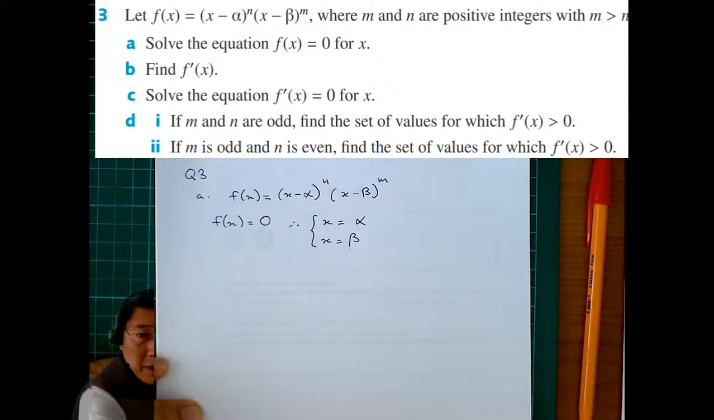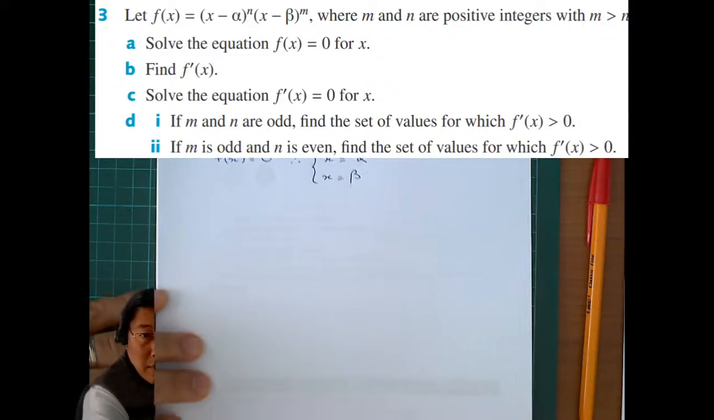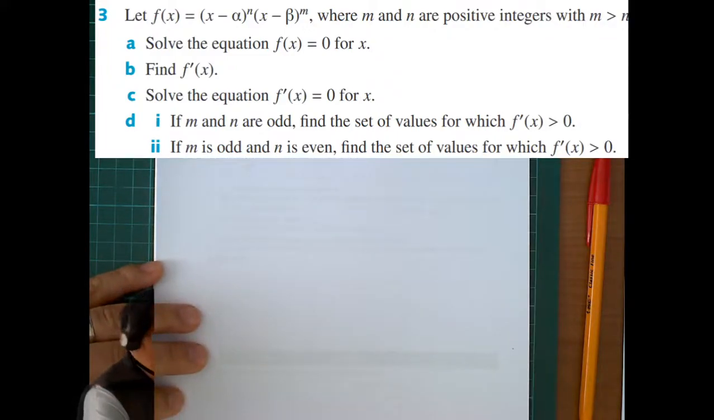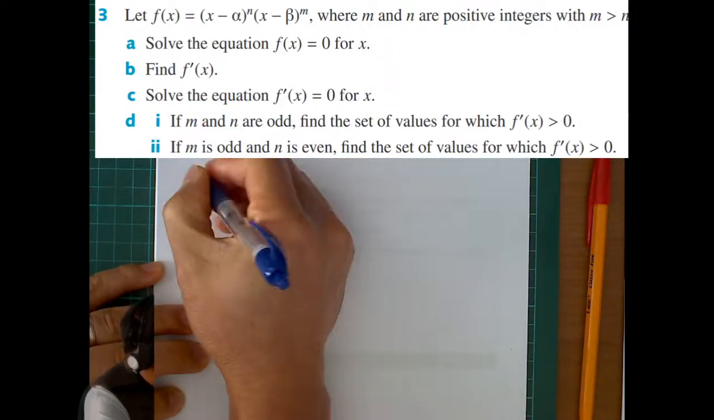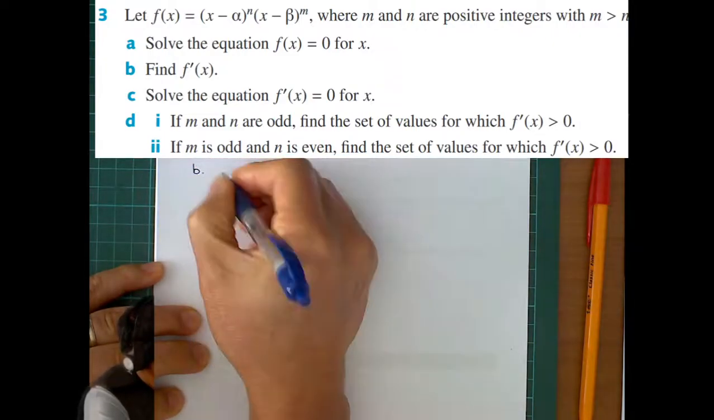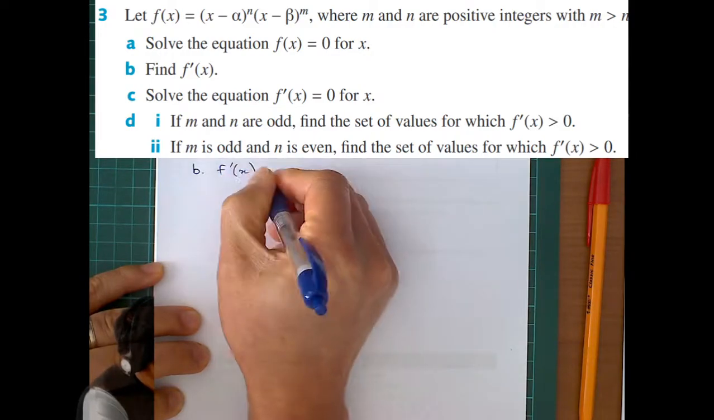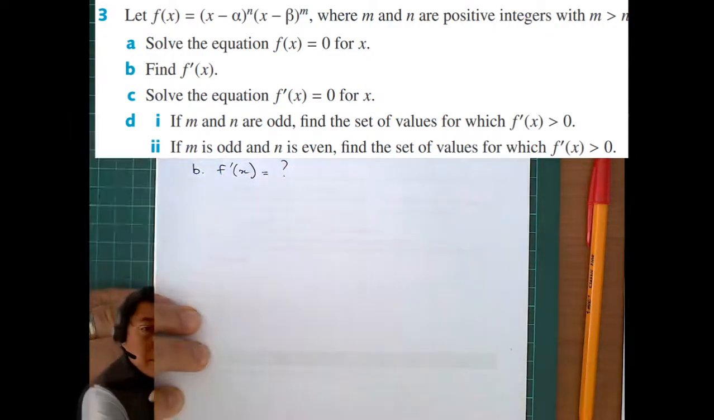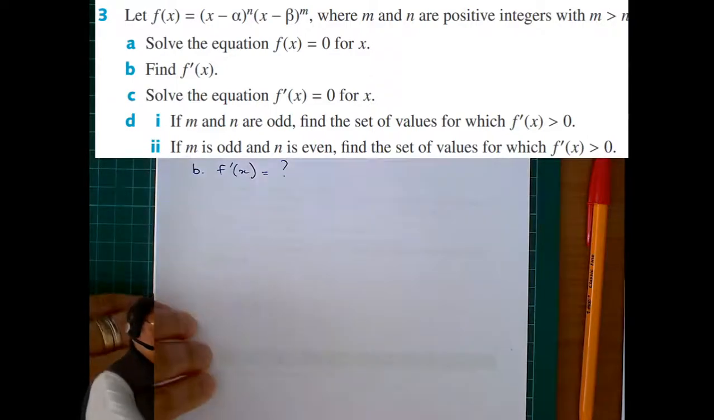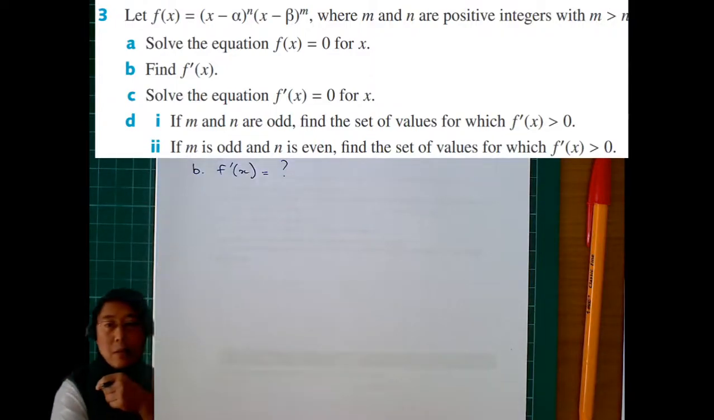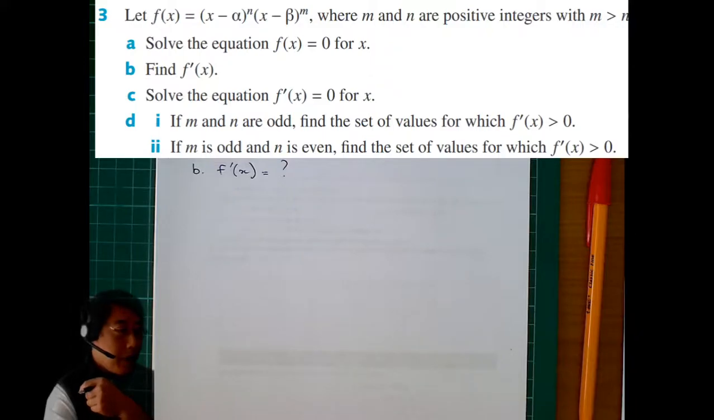Okay, part B. Is that where you got stuck? How do we differentiate that? Oh, D. Okay, so part B is stripped.